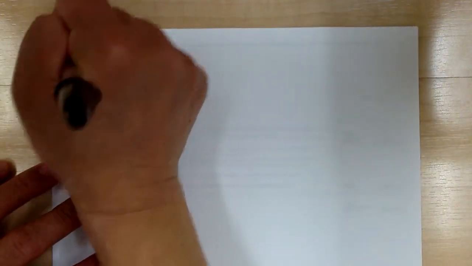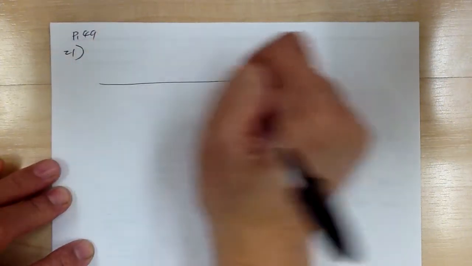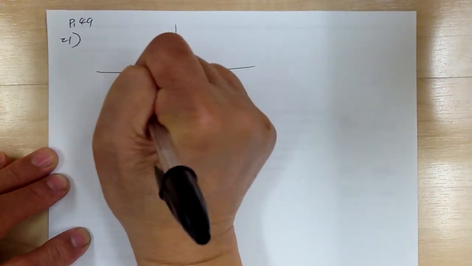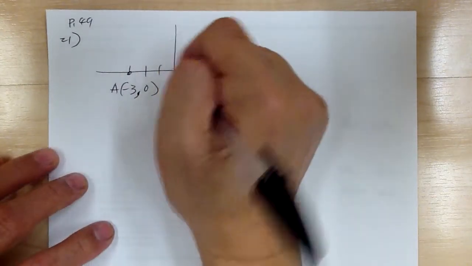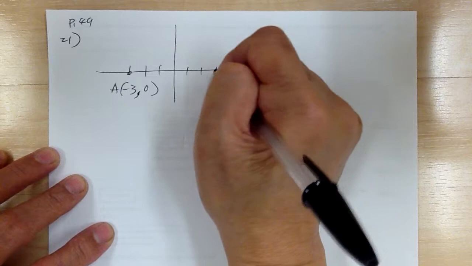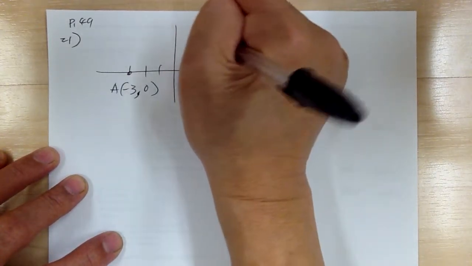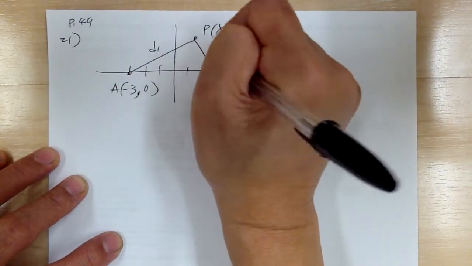Okay, let's go to 21. I can read the problem and sketch out the information. So you have one point at negative 3, 0. And the next point is positive 3, 0. And you got a random point over here, again just anywhere. And so that's your D1, that's your D2.